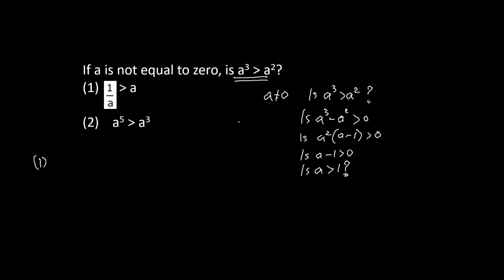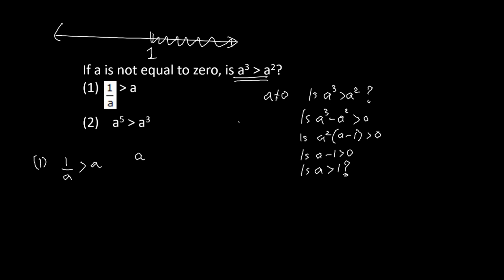Let's move on to statement 1. Statement 1 says 1 over A is greater than A. Let's try to think what kind of numbers work here. And again, the question is asking me, is A greater than 1? Let's see whether numbers greater than 1 work here. Will 2 work here? No. 1 over 2 will not be greater than 2. Will 3 work? No. Will 4 work? No. That means on this number line, numbers greater than 1 are not going to work. That means numbers less than 1 are going to work, right?